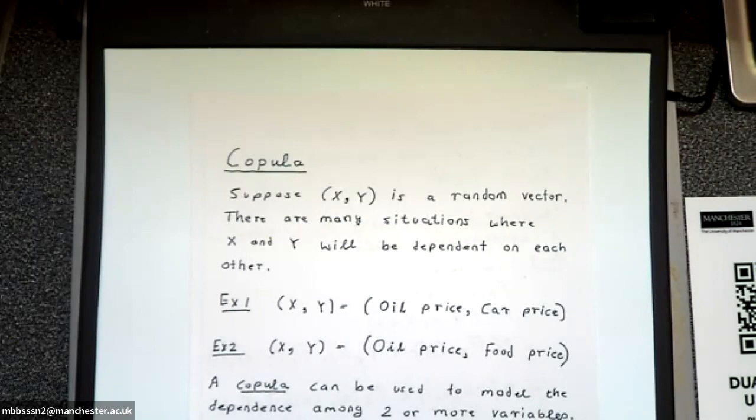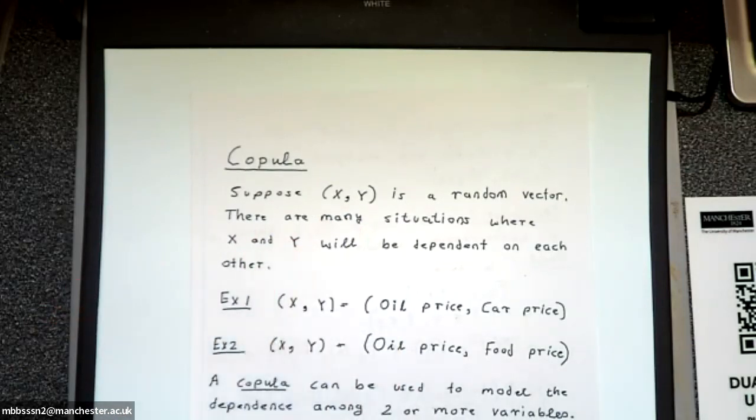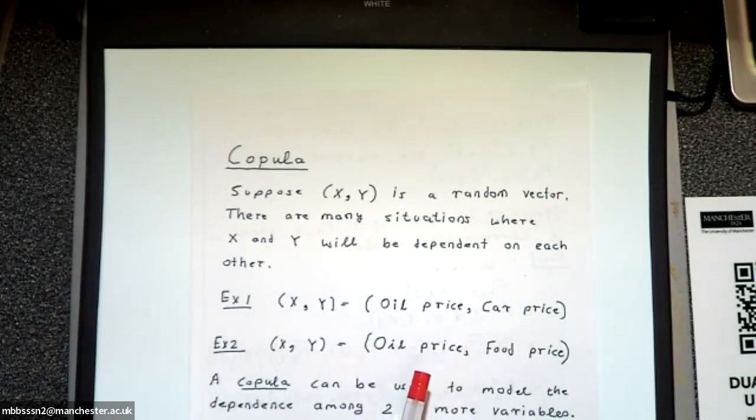So anyway, today we're going to start on a new topic, which is copula. You may know this or you may not know this. A copula is a function that's used to describe the dependence between two or more random variables. So if you have a random vector (X, Y), then there are situations where X and Y will be dependent on each other. For example, if X is oil price and Y is car price, clearly they are dependent variables. If X is oil price and Y is food price, again, they are dependent random variables.